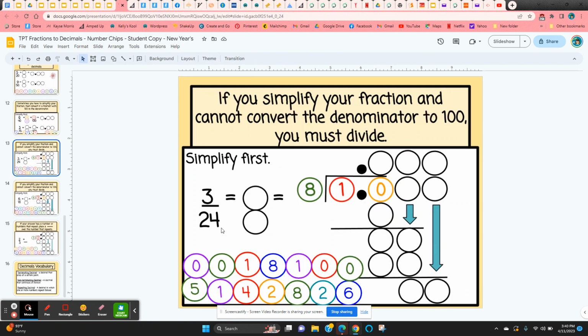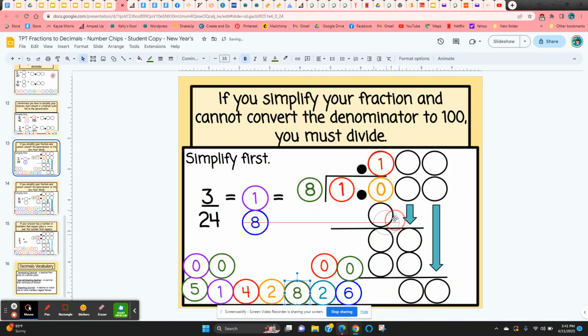Now when you get to 13, there are some fractions that cannot convert to an equivalent fraction with 100 in the denominator. Here, if they simplify, they're going to get 1/8. And the only thing they can do on this one is use long division. So 1 divided by 8. And the students have to put all of the numbers in the correct place. So 8 goes into 10 one time. 8 times 1 is 8. These numbers have to be zeros. Students need to know that.